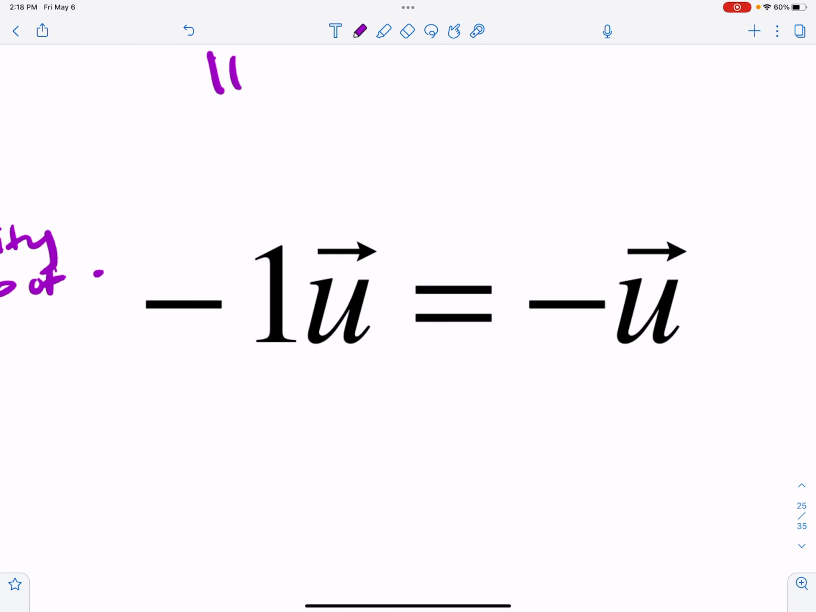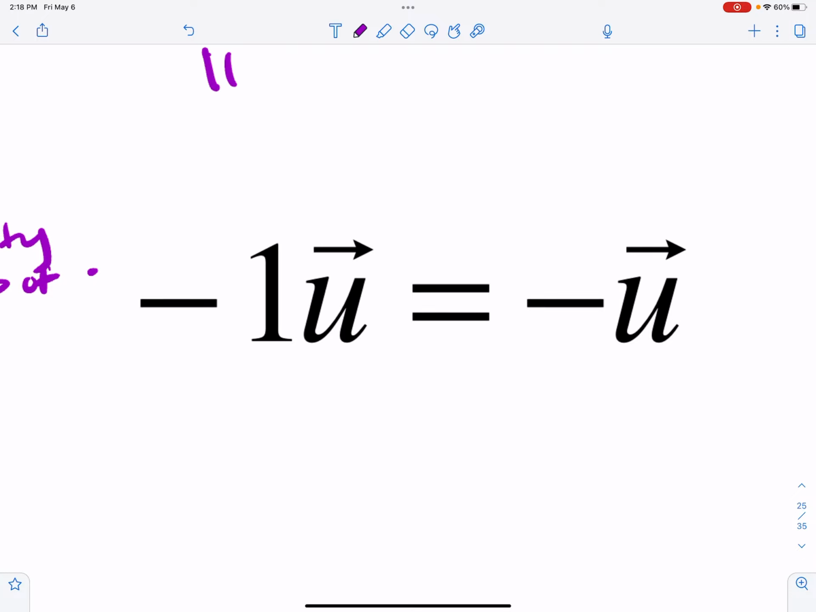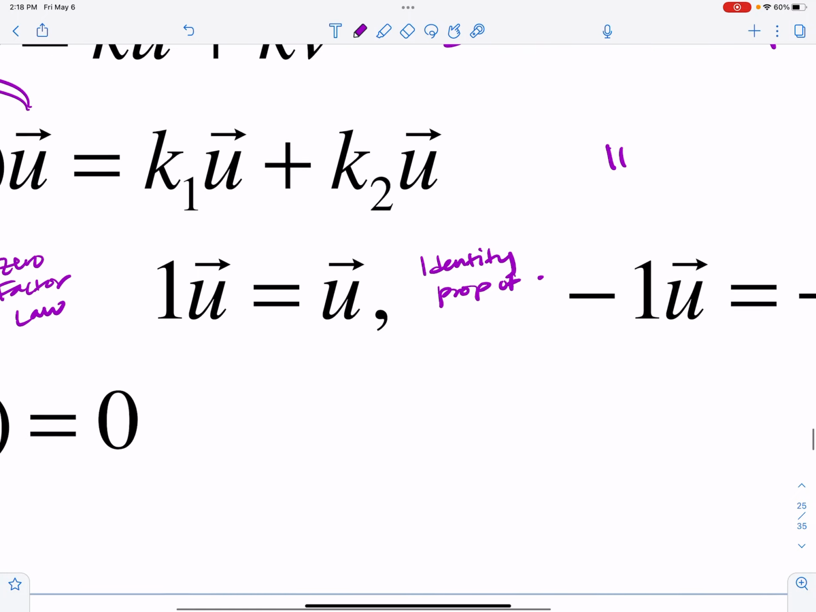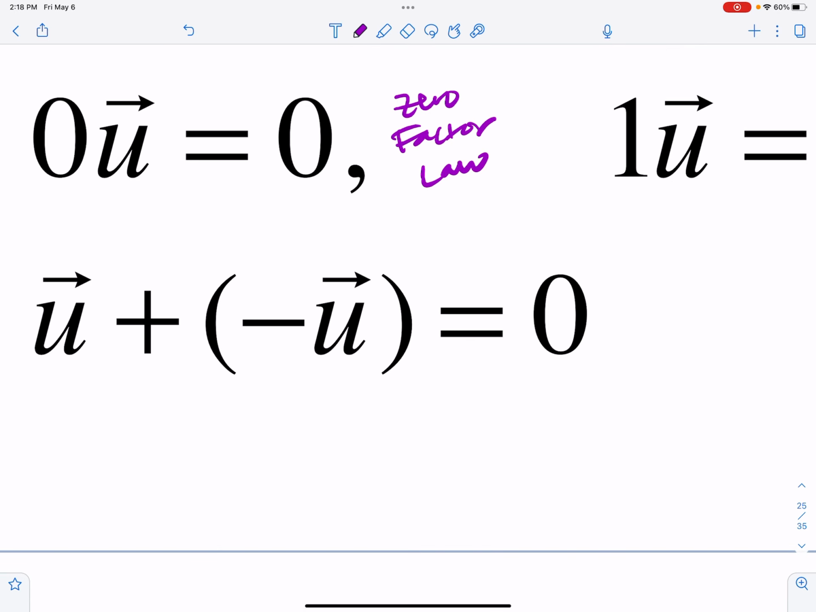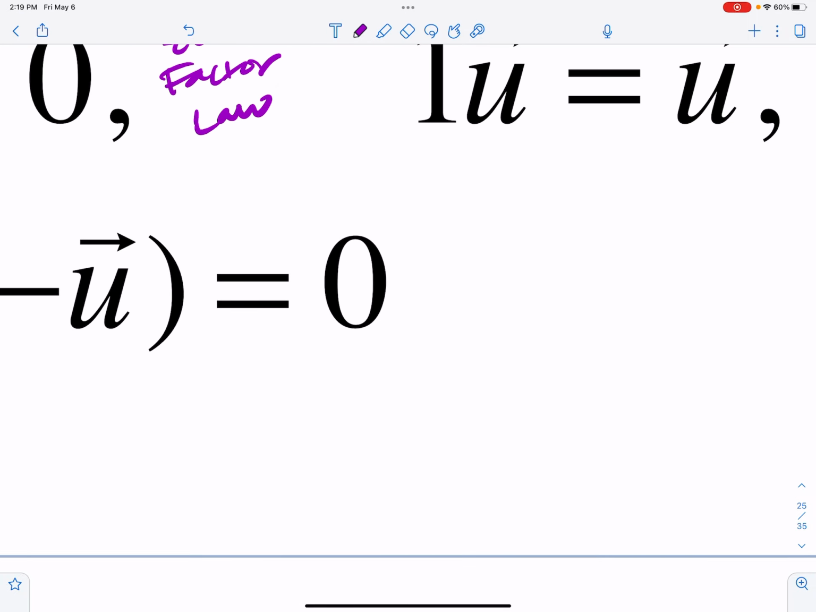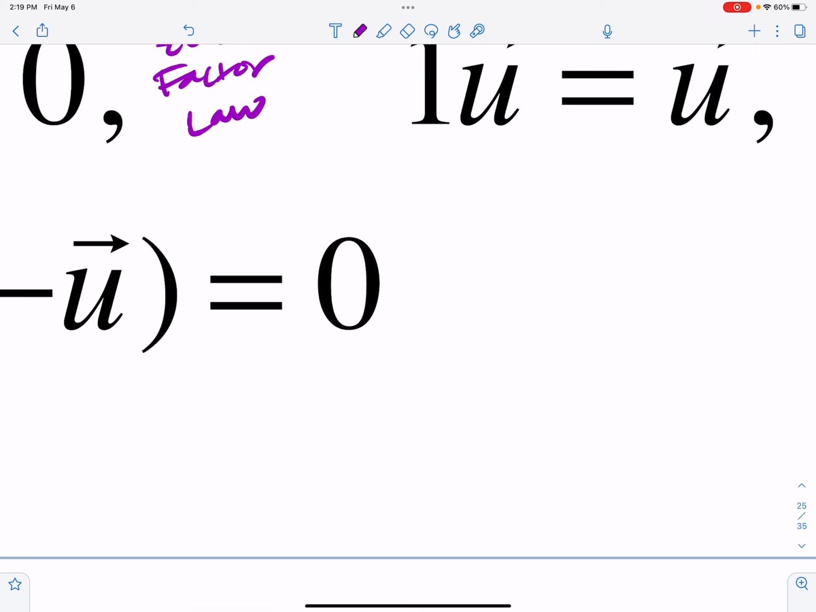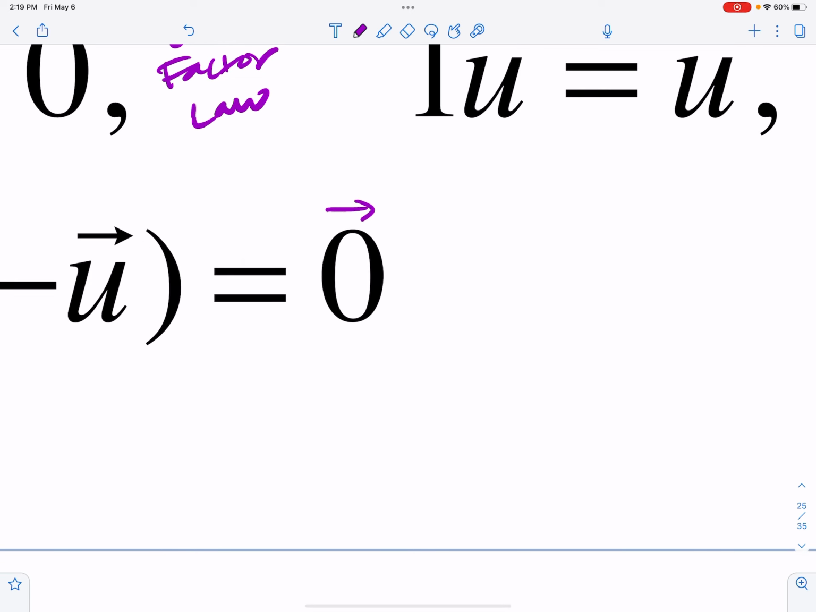This just changes the direction when you multiply by -1. I don't have a name for that property. And if you were to add two vectors together that are pointing in opposite directions, they'll equal a 0 vector. So that would be the additive inverse property.